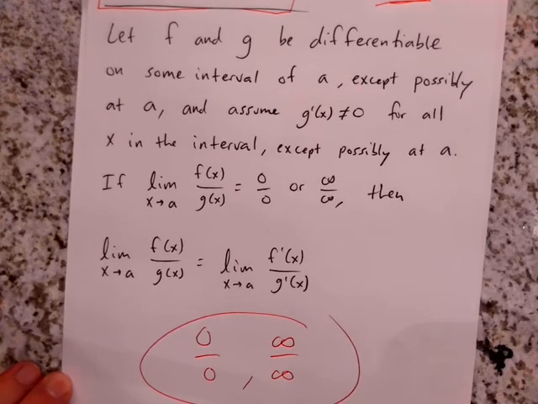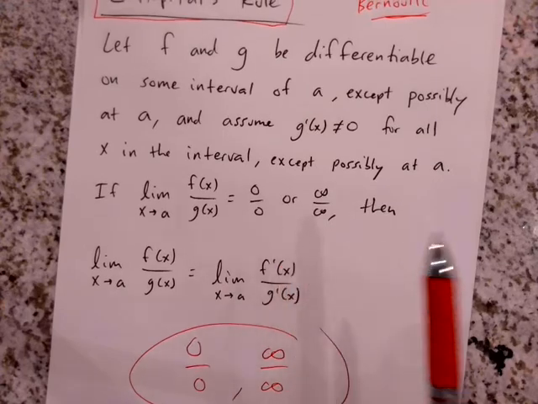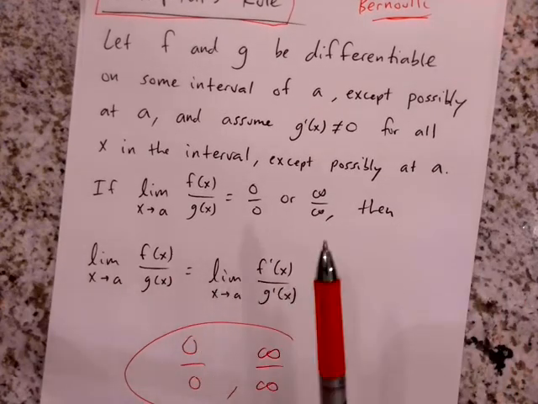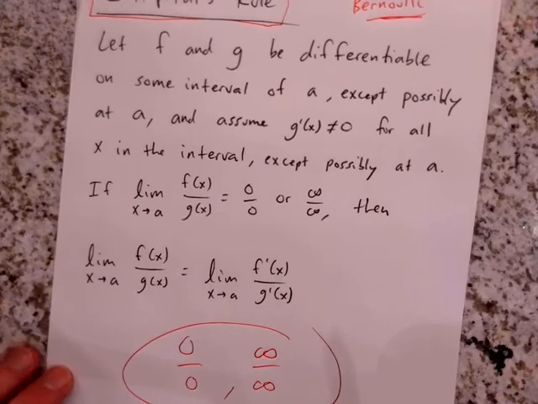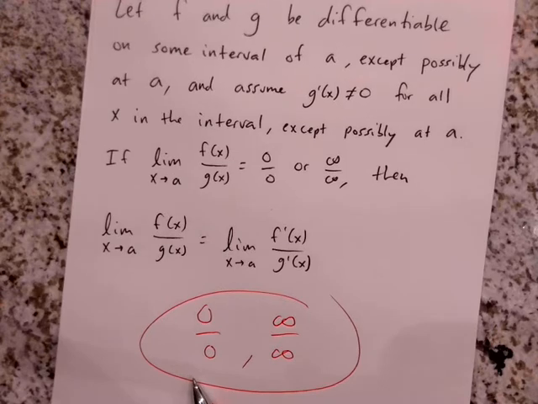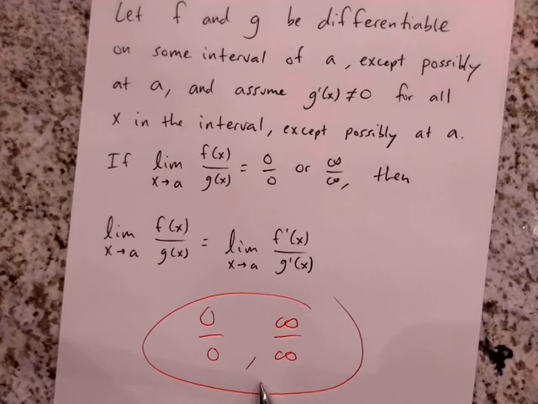But anyways, to finish the sentence, if the limit gives you 0 over 0 or infinity over infinity, then the limit of f over g is the exact same as the limit of f prime over g prime. So essentially, if you're doing the limit and it gives you 0 over 0, just differentiate the numerator, differentiate the denominator, and try it again. And if it gives you 0 over 0 again, you just keep going, and eventually you'll get your answer.